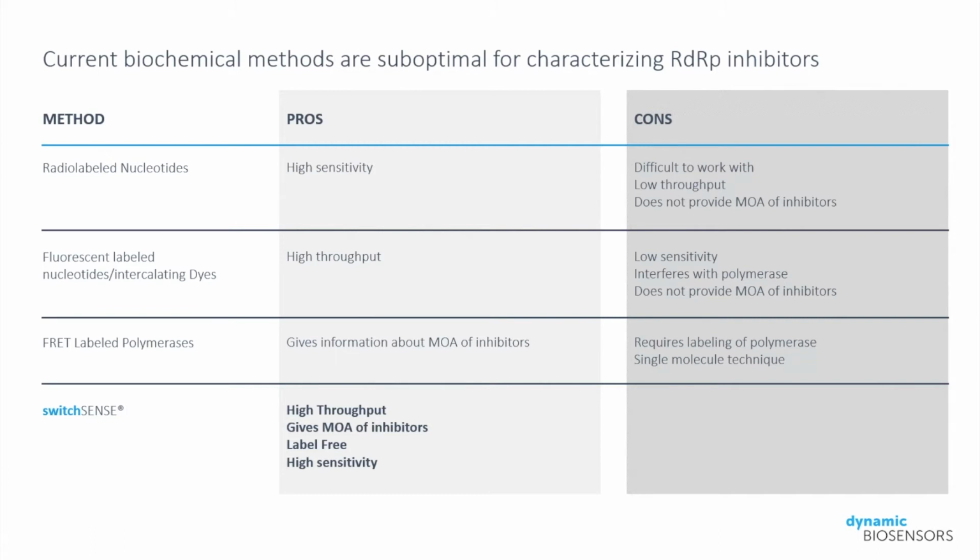You can do some more complex experiments by using FRET-labeled polymerases, by putting FRET pairs on polymerases to get the mechanism of action of inhibitors, but this requires labeling the polymerase, which often isn't an option, and requires single molecule techniques. So to fill this gap, we've taken our switchSENSE technology and developed polymerase applications that allow for higher throughput, allow you in single experiments to understand the mechanism of action of inhibitors, and do so in a label-free, highly sensitive way.